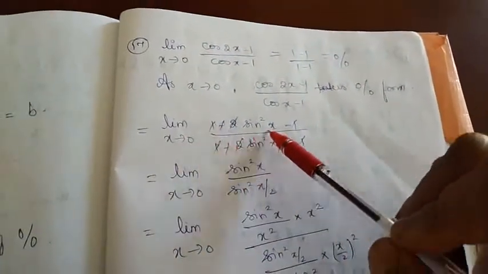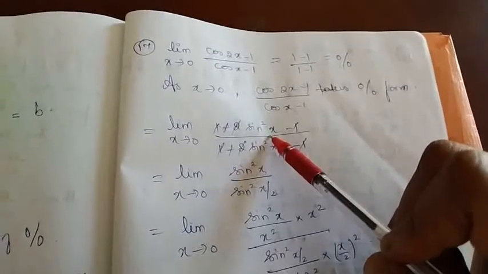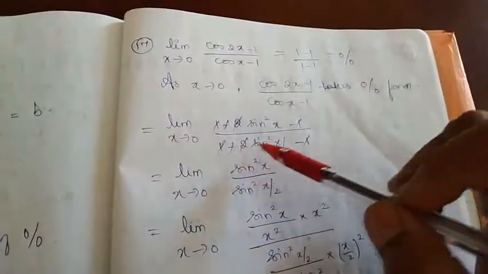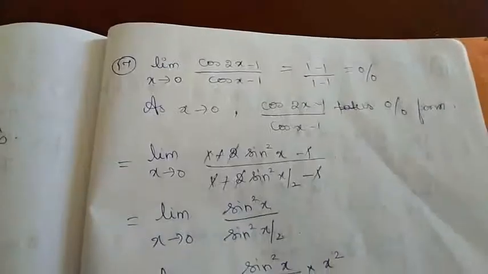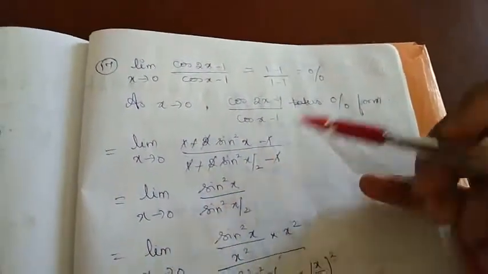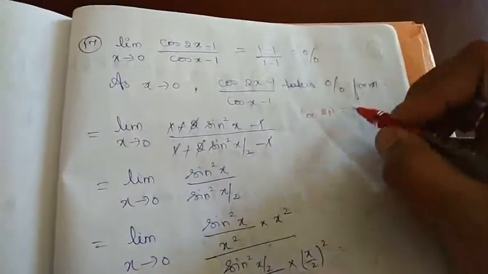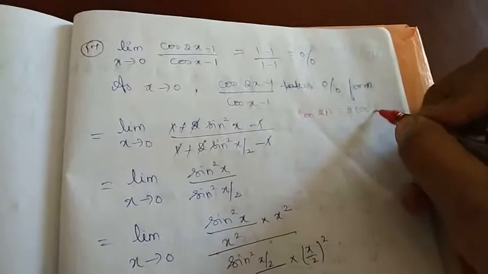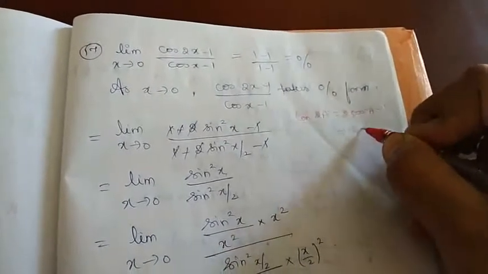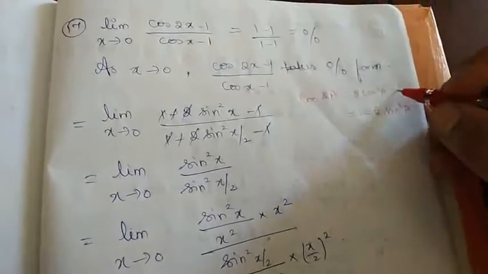1 plus 2 sine square a, right, minus 1 divided by cos x is 1 minus 2 sine square x. Hope you remember what is cos 2a. Cos 2a is 2 cos square a minus 1, or 1 minus 2 sine square a. Right, we have two formulas.